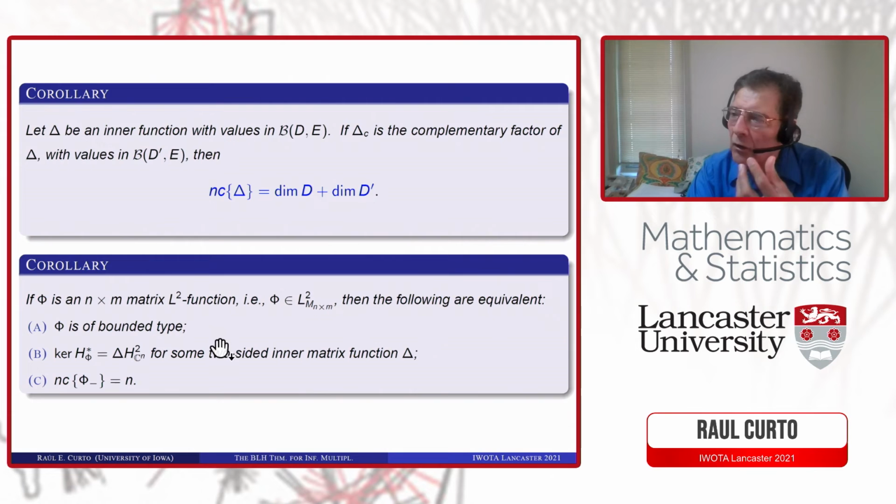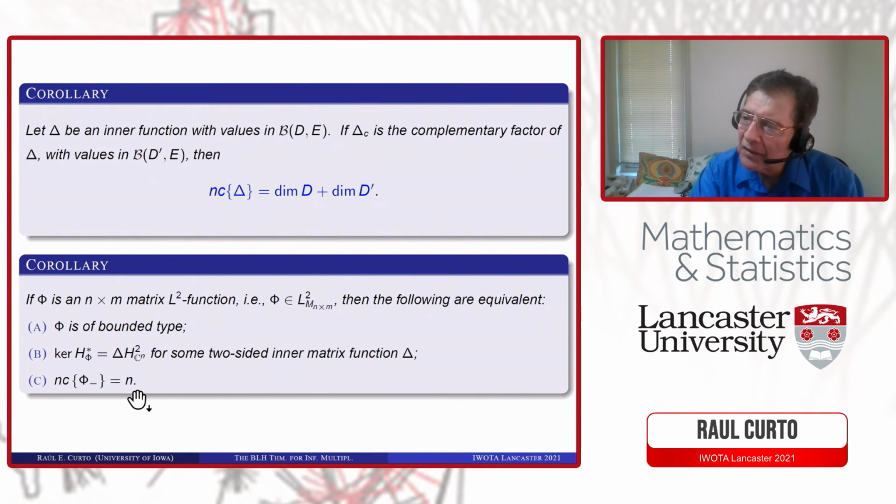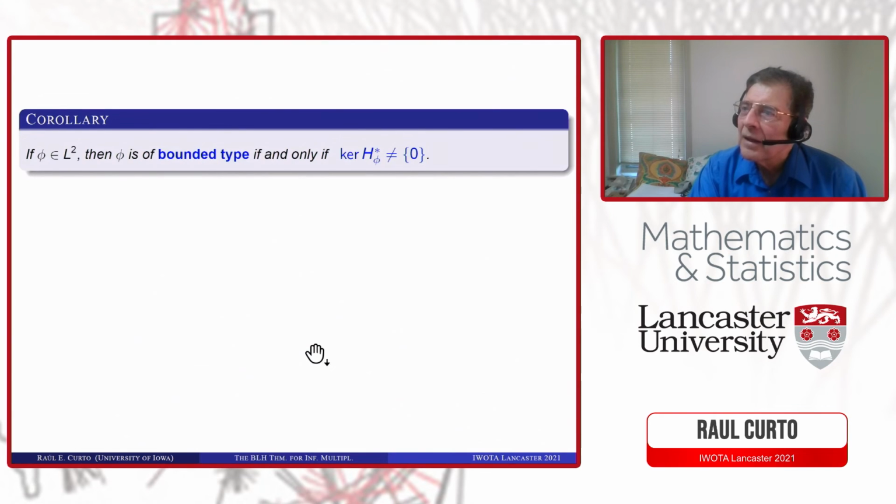Whenever I have a matrix value L2 function phi, and I want to say, is this bounded type? Well, compute the degree of non-cyclicity of the co-analytic part, the phi minus, and see if it's n. If it's less than that, then it will not be a bounded type. Or else check the kernel of the Hankel operator and see if this inner function, which always exists, happens to be a two-sided inner function. Okay, so phi bounded type if and only if the kernel of H phi star is non-zero. That's another characterization.